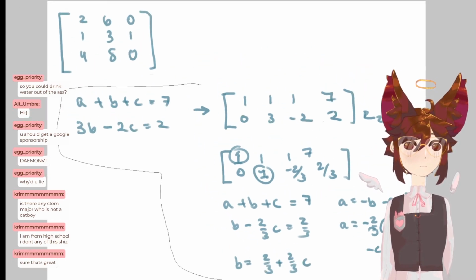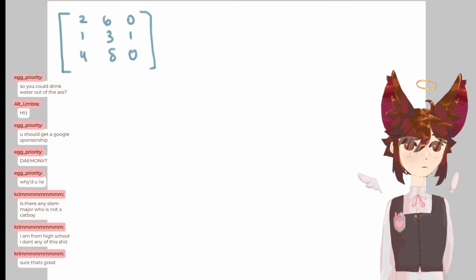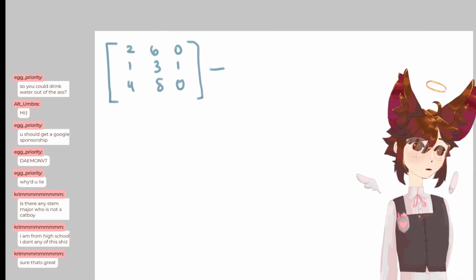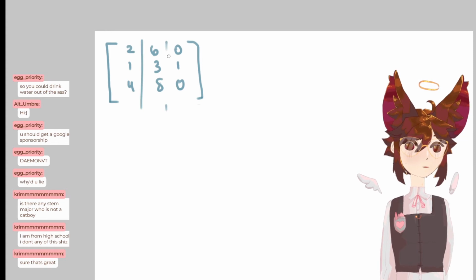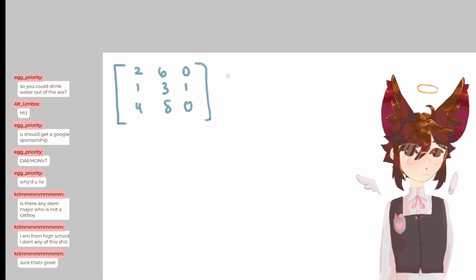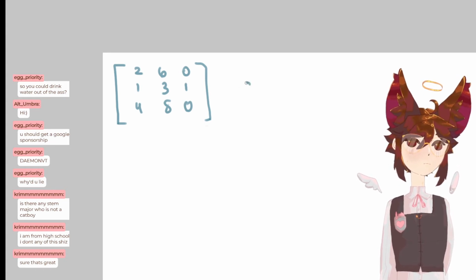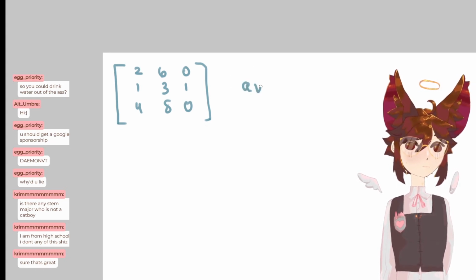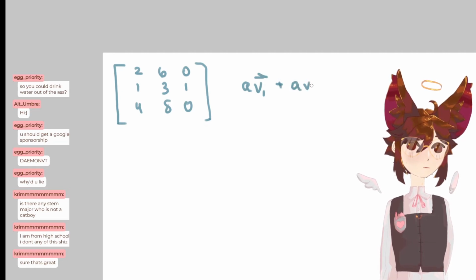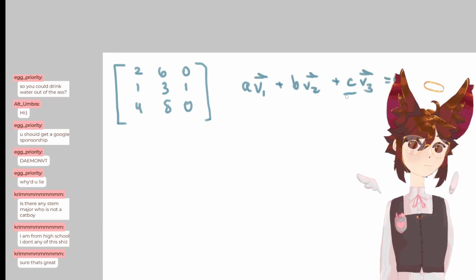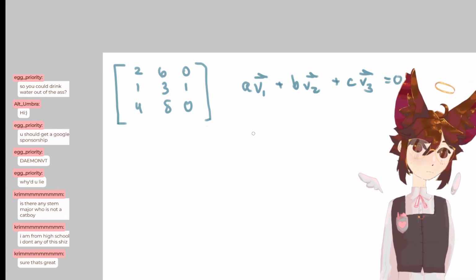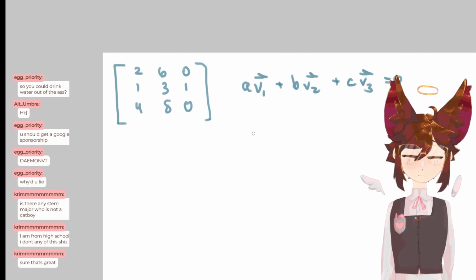Okay, so our motivation is to figure out whether these three vectors up here, 2, 1, 4, 6, 3, 8, and 0, 1, 0, are linearly independent, which means that if we have a times v1 plus b times v2 plus c times v3 equals 0, these constants have to be 0 for this to be true.